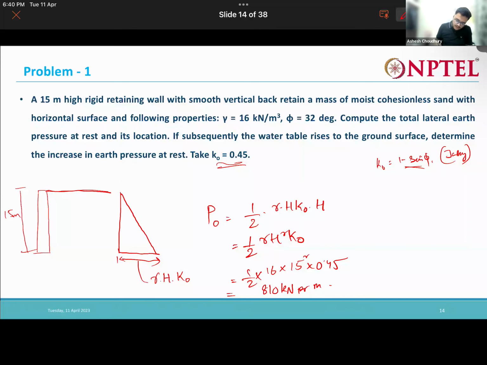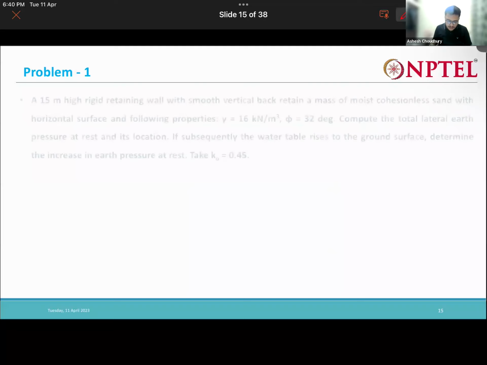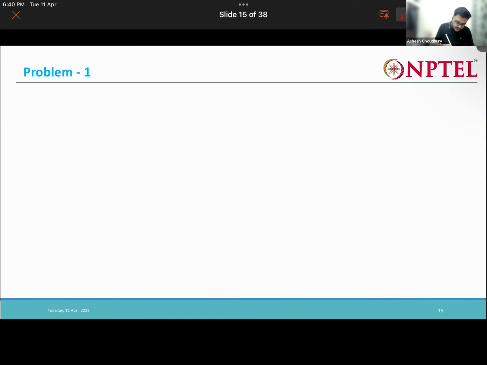Now say the water table is actually here. Okay, so this P naught will be acting at a height of H by 3, nothing but 15 by 3, that is 5 meters from the bottom. So now, if the water has actually risen to the top, then what will be the case?